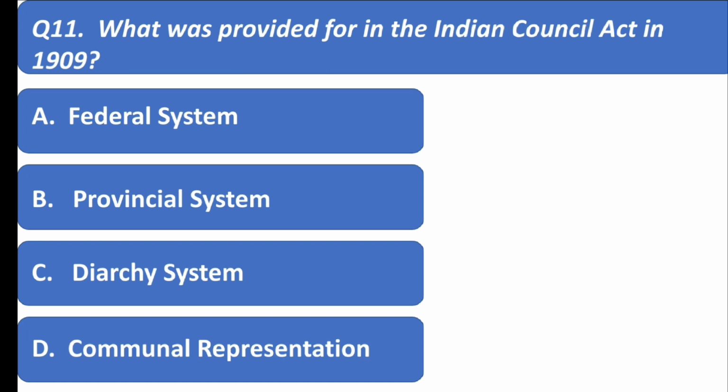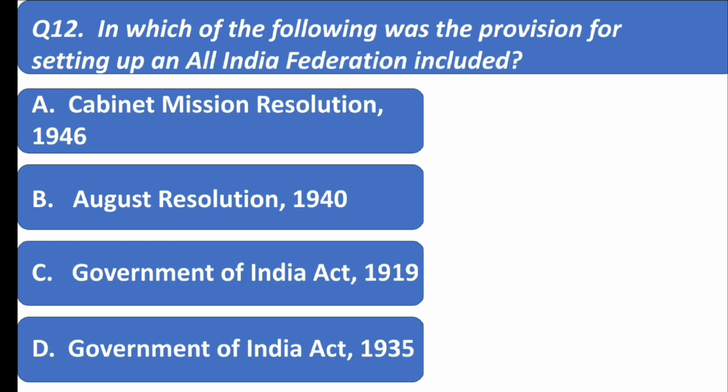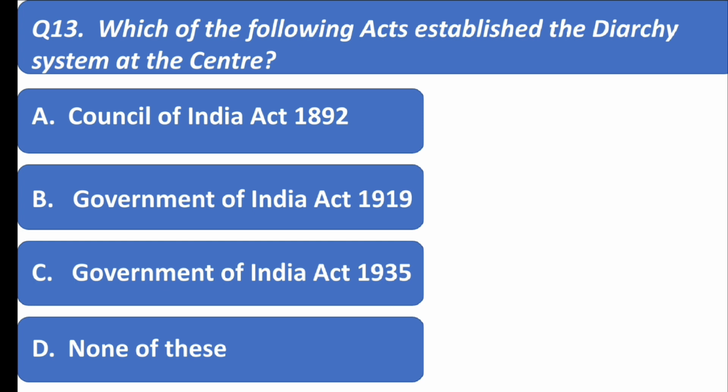What was provided for in the Indian Council Act in 1909? Answer is option D. Communal representation. In which of the following was the provision for setting up an All India Federation included? Answer is option D. Government of India Act 1935. Which of the following acts established the diarchy system at the center? Answer is option C. Government of India Act 1935.